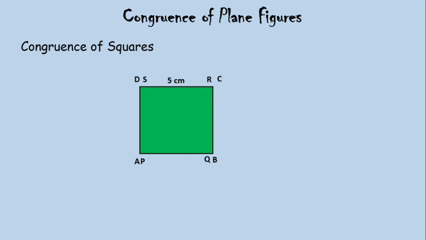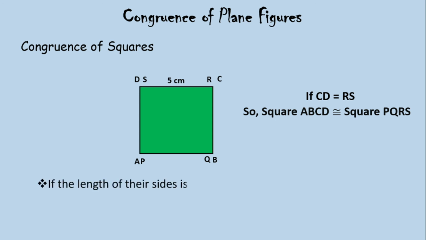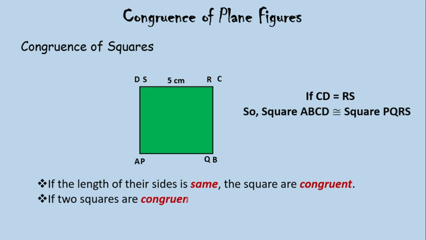If square ABCD covers square PQRS completely, they are congruent. So we can say that if CD is equal to RS or AB is equal to PQ, we can say that square ABCD is congruent to square PQRS. So from the above discussion, we conclude that if the lengths of their sides are the same, the squares are congruent, and if two squares are congruent, the lengths of their sides are always equal.